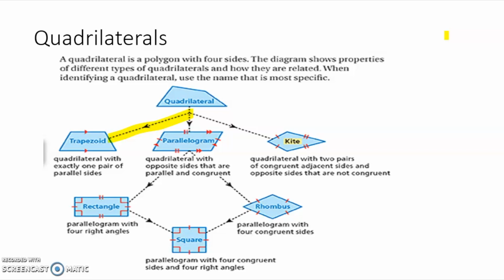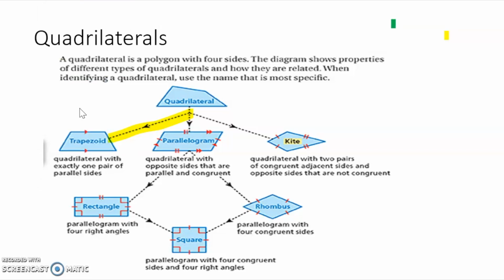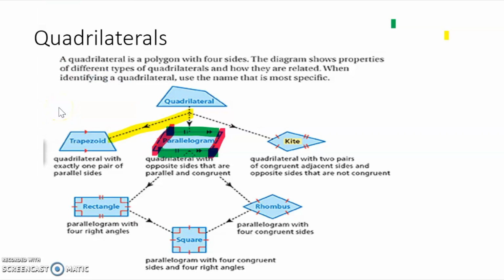Now we have another type of quadrilateral called a parallelogram. And a parallelogram has two sets of parallel sides. So the top and the bottom are parallel, as well as the left and the right side are parallel. Now, if we look down, we can see that we can get even more specific. All of these shapes below the parallelogram are also parallelograms. They just have better names. There's a more specific name for them.